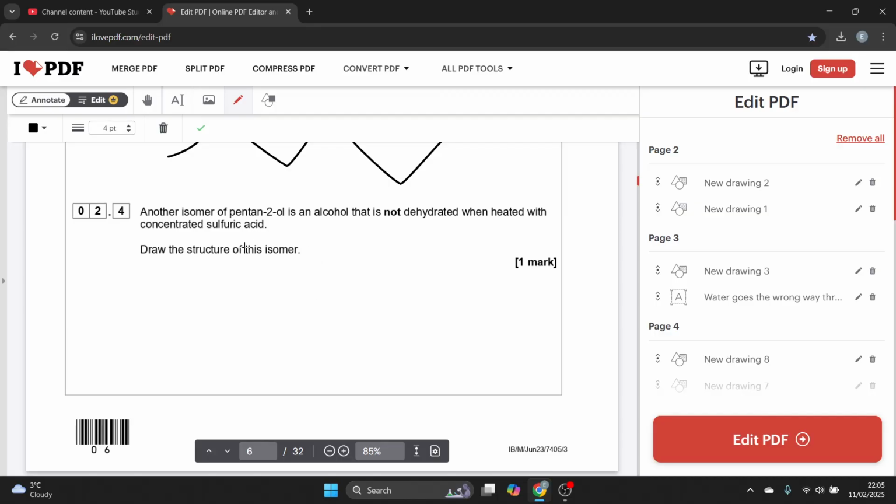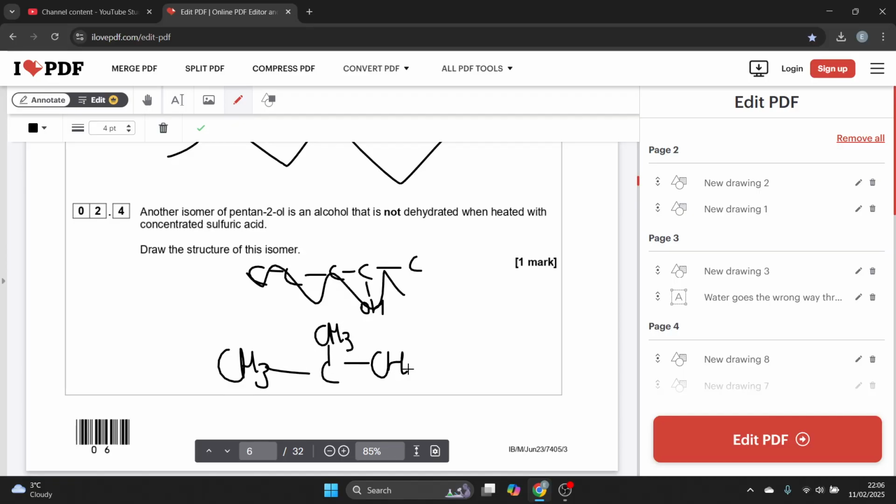Another isomer of pentan-2-ol. So methane, ethane, propane, butane, pentane. Pentan-2-ol, right? So what I can have is CH3, C, CH3, CH2OH, CH3.